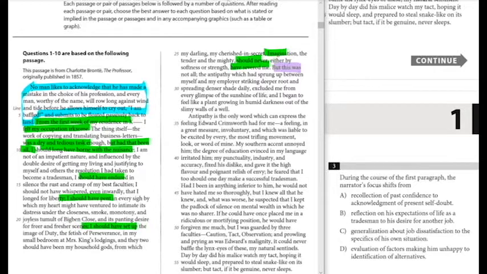But in line 27, this was not all. There was antipathy between myself and my employer, and it was spreading denser shade daily. It excluded me from every glimpse of the sunshine of life. I began to feel like a plant growing in humid darkness out of the slimy walls of a well. So now we have the actual presentation of what was really wrong. So there was a lot of kind of gradual building up to that.